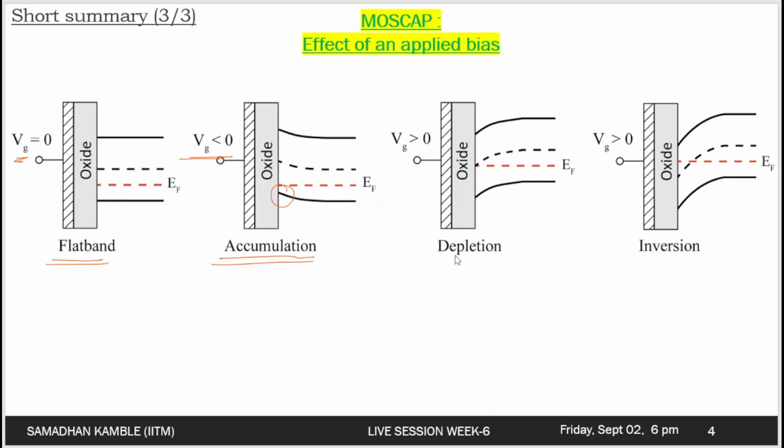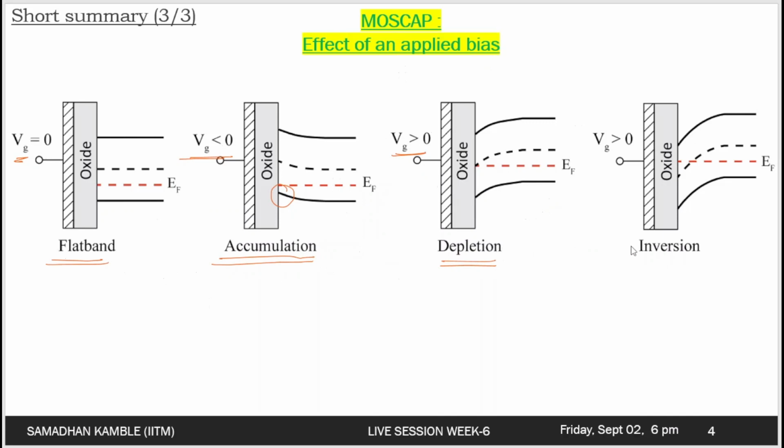Going to the third condition, the application of a small positive voltage Vg greater than 0 places a positive charge on the gate, which in turn repels the positive holes away from the oxide semiconductor interface, and it then exposes the negatively charged acceptor sites. This situation, where the electron and hole concentrations at the oxide semiconductor interface are less than the background doping concentration, is known as depletion.